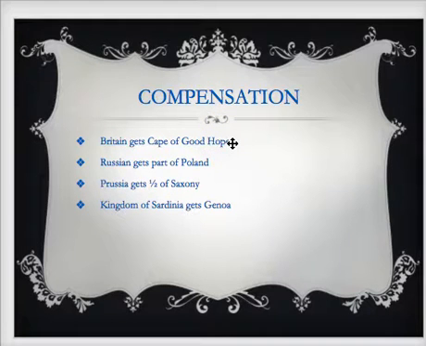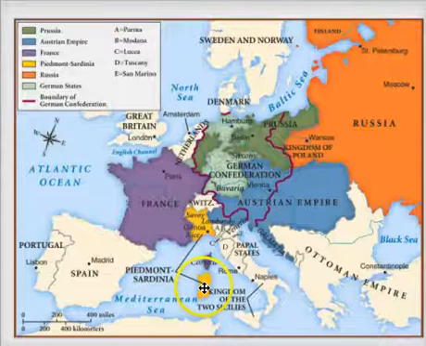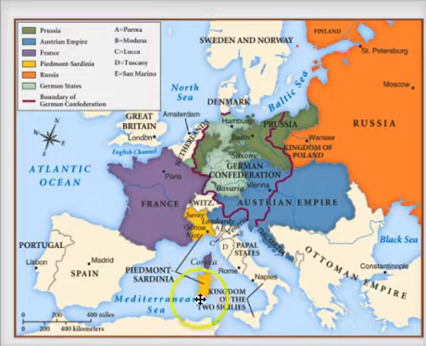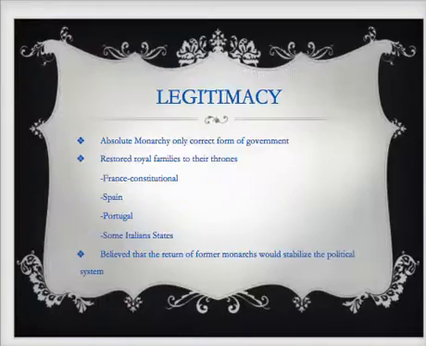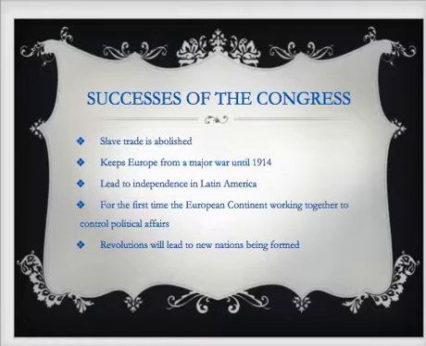Britain, by this time, had taken control of the Cape of Good Hope, the tip of South Africa. Britain gets that, and the Kingdom of Sardinia, which is this little island here, is going to get Genoa. Sardinia will unify Italy, and Prussia will unify this area into Germany. But they're only giving these limited powers. So they are getting powers, but we're making sure we're not giving them too much land so they do not become too powerful. So the Congress of Vienna had some successes and some difficulties.